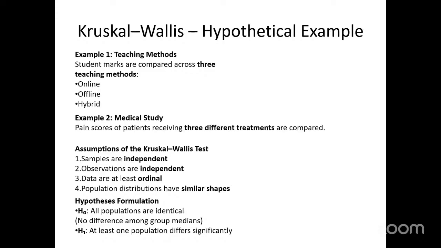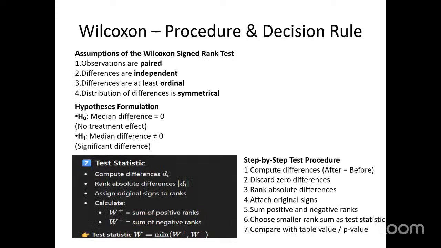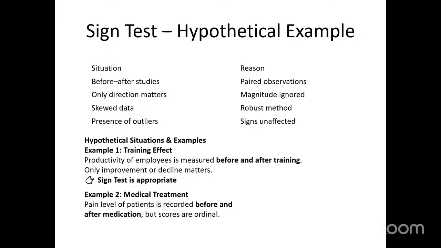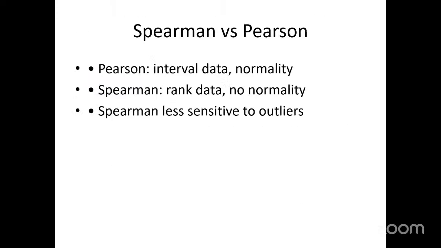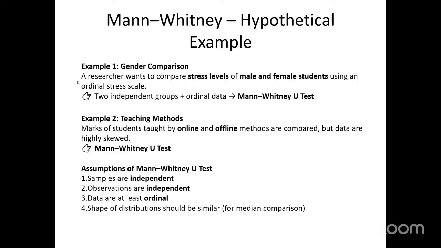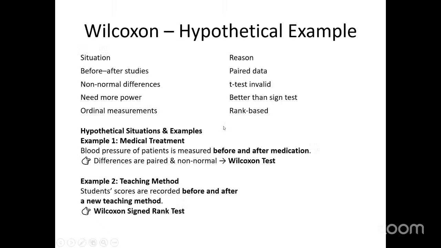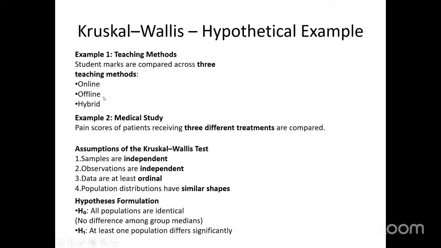So, there are some examples. Two examples are there. Student marks are compared across three teaching methods: online, offline, and hybrid. In the Mann-Whitney test, I have given the same example, I think: the marks of students taught by online and offline methods. But note that there are two groups only, online and offline. Here in Kruskal-Wallis, we have three methods and all three are independent of each other: online, offline and hybrid.